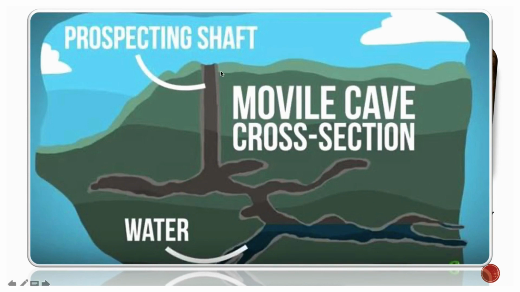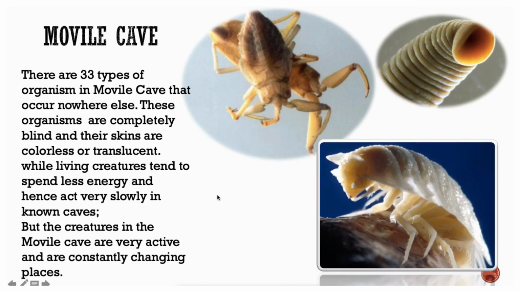As you see, Movile Cave is situated deep in one of the hills, and there is water, and there are so many unique organisms that we have never seen before. There are overall 33 types of organisms in Movile Cave, and as you see in the pictures, these organisms are completely blind, and their skins are colorless and translucent just because there's no light there.